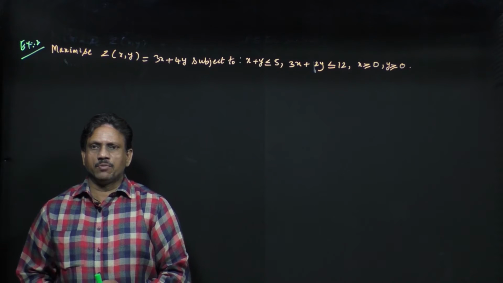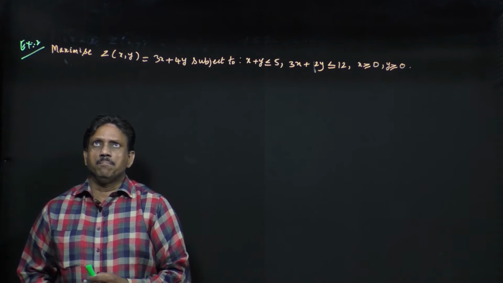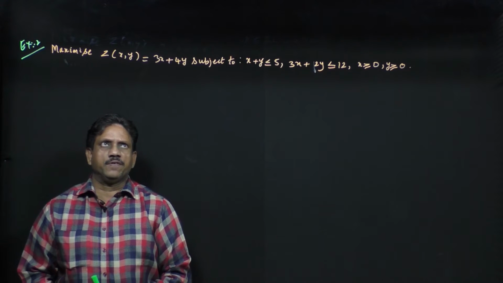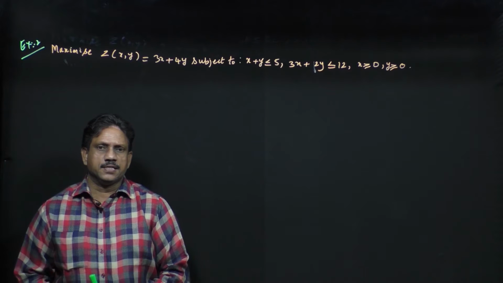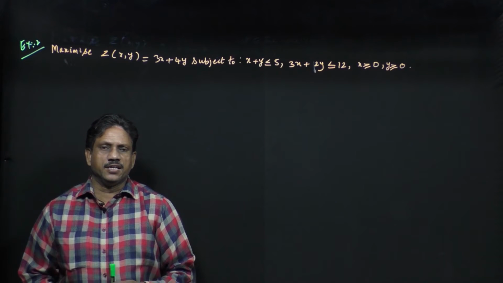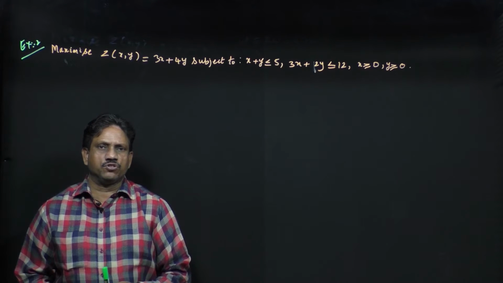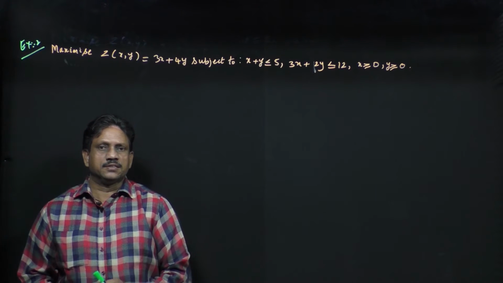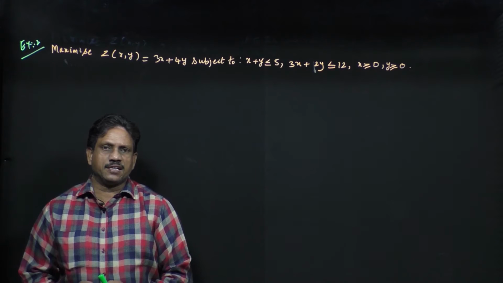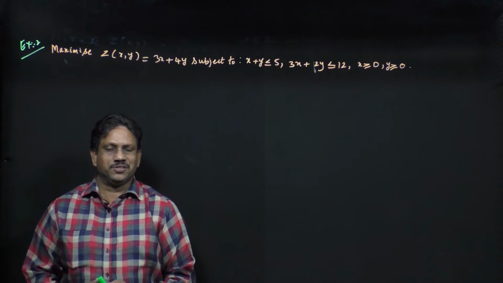Now we are going to discuss the second example. Maximize z of x comma y equal to 3x plus 4y subject to the constraints x plus y less than or equal to 5, 3x plus 2y less than or equal to 12, where the non-negativity x greater than or equal to 0, y greater than or equal to 0.